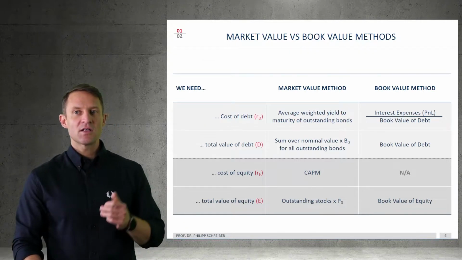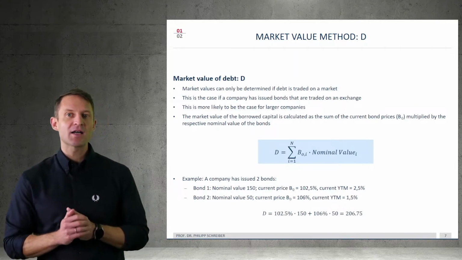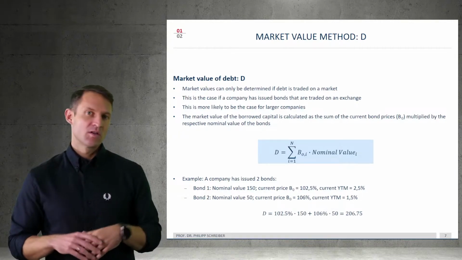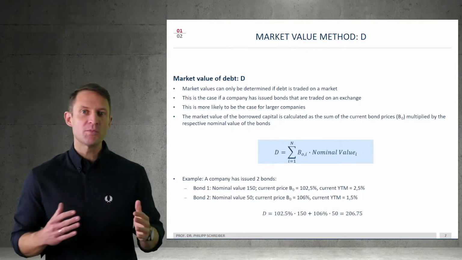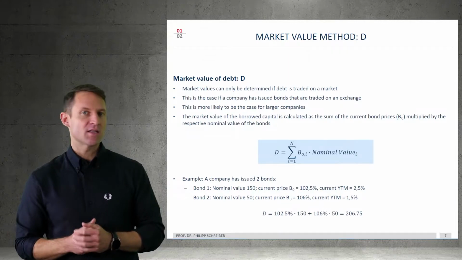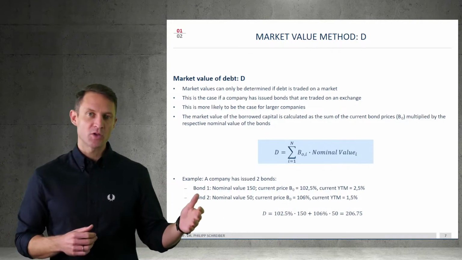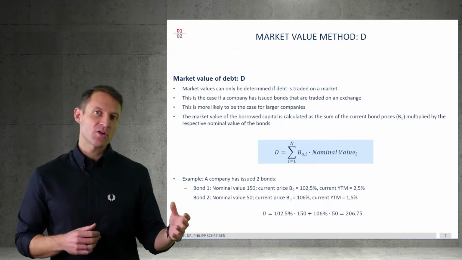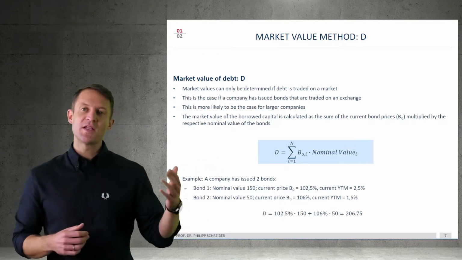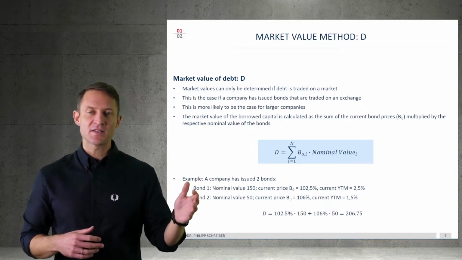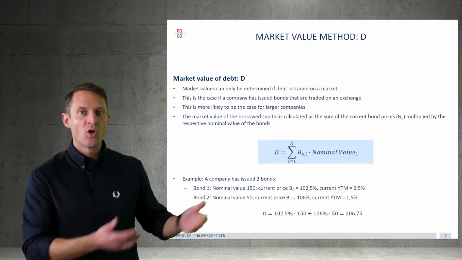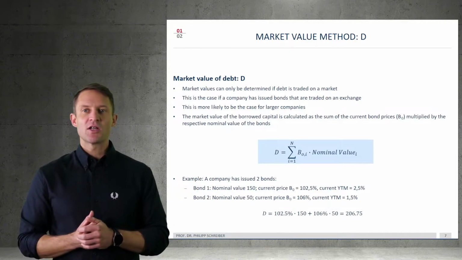All right, let's go through this list and let's start with the market value of debt, D. This is the variable we are interested in here. Side note, clearly the market value can only be determined if the debt is traded on some market. This is the case if the company has issued bonds. We know what bonds are, we know that you can issue those, and we also know that this is more likely for larger corporations. So market value of debt should be easy to obtain for Siemens, Adidas, any DAX company, but it should be more difficult for smaller companies where no bond is traded on the bond exchange.